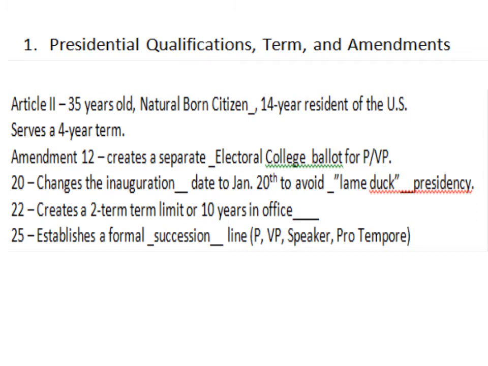And the 25th Amendment created a formal succession line, making the Vice President, Speaker of the House, and President pro tempore next in line to the presidency.